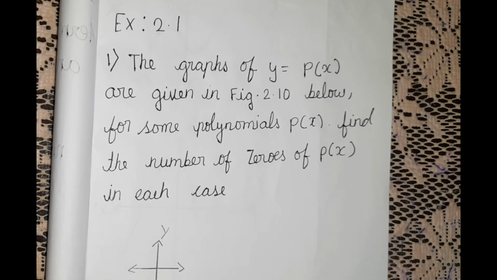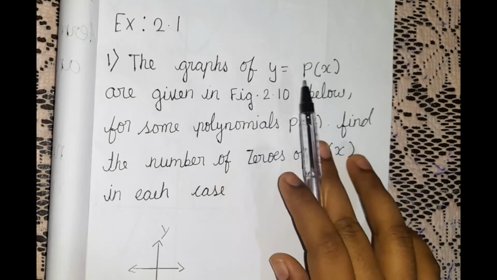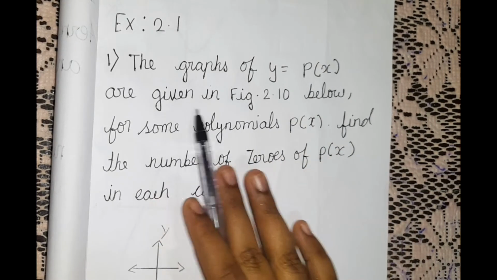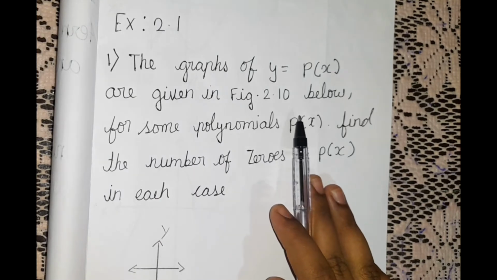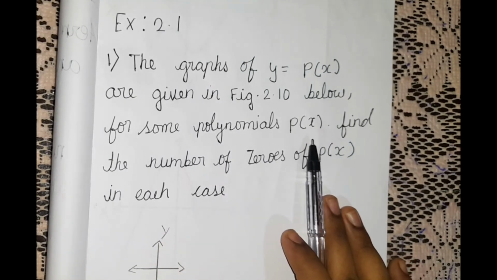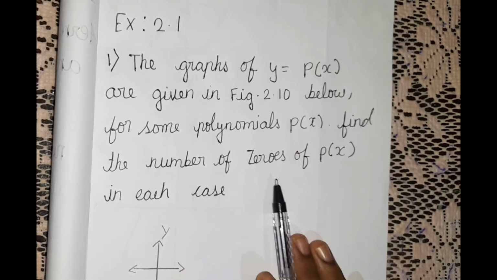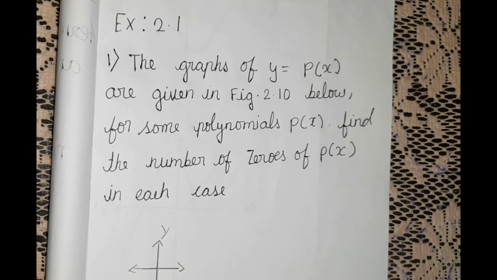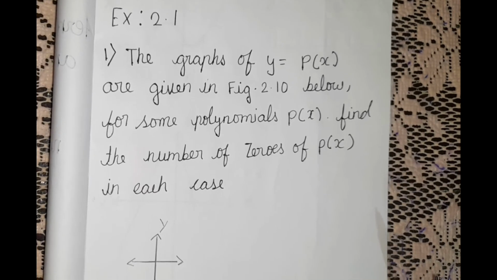So the question is, the graphs of y is equal to p(x) are given in figure 2.10 below for some polynomials p(x). Find the number of zeros of p(x) in each case. Okay, so in figure 2.10, they had given some graphs. I hope you guys found out those graphs.